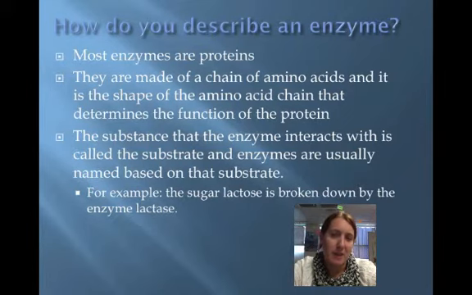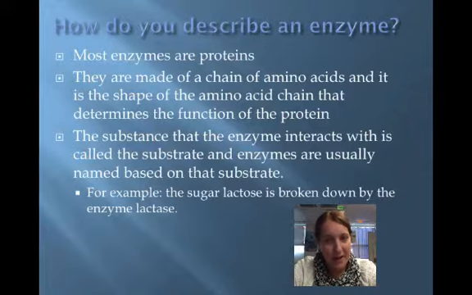Okay, so how would we describe an enzyme? Well, an enzyme is a protein. And as we know already, proteins are made of amino acids. And the order of the amino acids determines the shape of the protein. The enzyme will interact with what's called a substrate. So enzymes and substrates sort of come together.